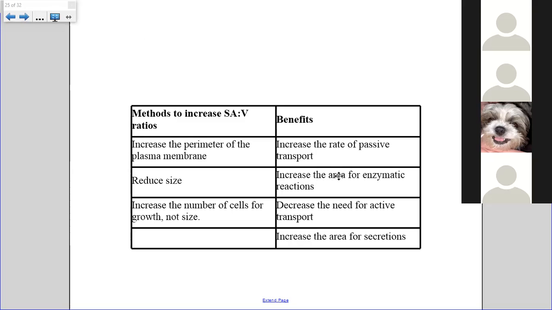Increase for enzymatic reactions. If I have an FRQ, these are the big points that you want to talk about for sure. These are going to score you points on the FRQ for surface area to volume ratios all day long, because those really are the meat. That's not the dessert for surface area to volume ratios. These are the real main points of them.